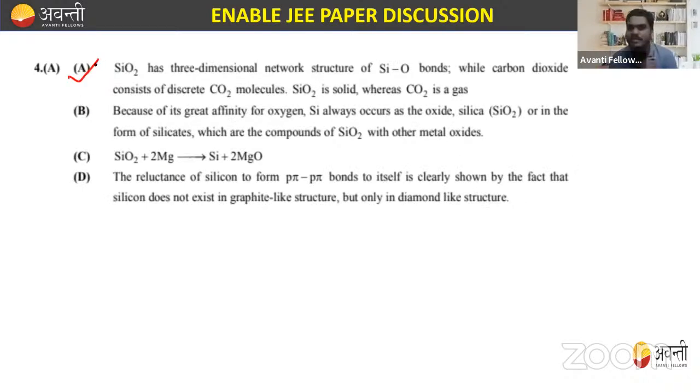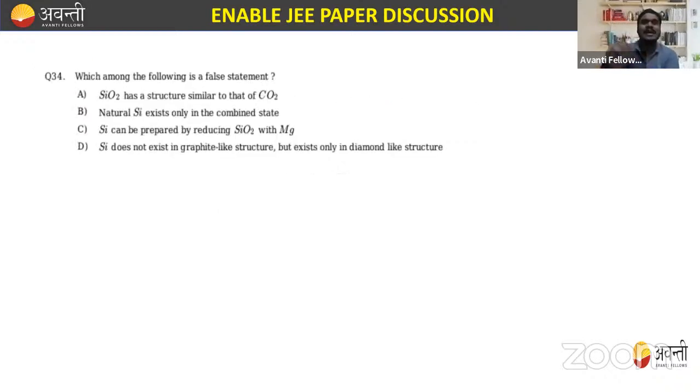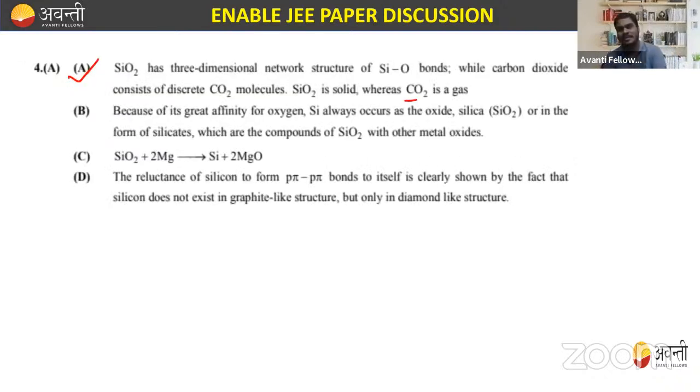If I'm talking about point number A, what does it mean? SiO2 has a three-dimensional network structure of Si-O bonds, while carbon dioxide consists of discrete CO2 molecules, and SiO2 is a solid whereas CO2 is a gas. So this is not the correct one, right? The first statement says SiO2 has a structure similar to that of CO2. This is not possible. SiO2 is a solid whereas CO2 is a gas, because SiO2 has a three-dimensional network of Si-O bonds, while carbon dioxide consists of discrete CO2 molecules, right? Now, so we got the answer, but we have to discuss the other points as well.